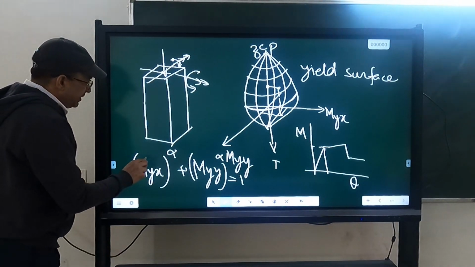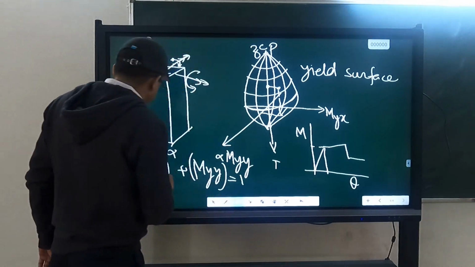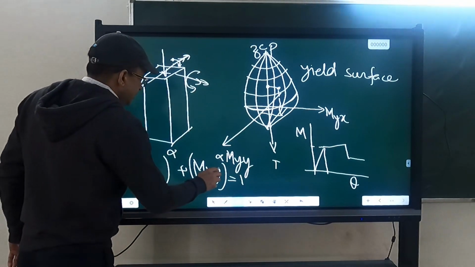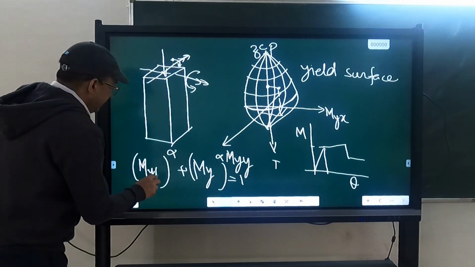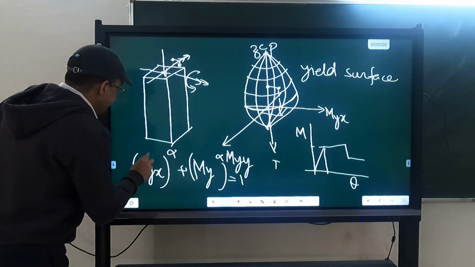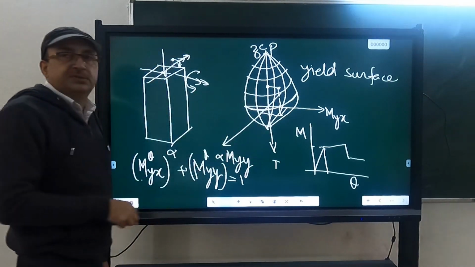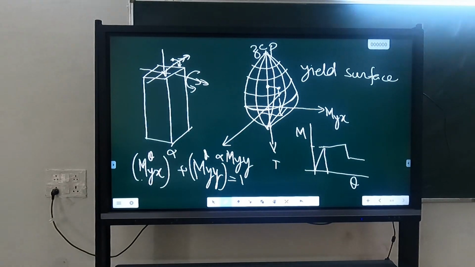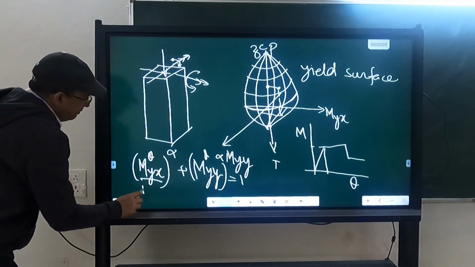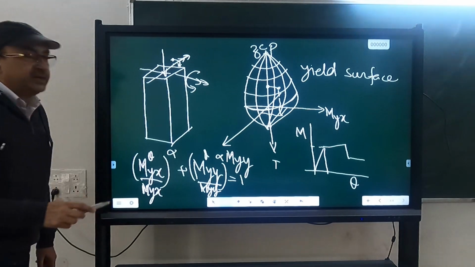Just a minute. If I am calculating, let us say, at an angle theta, this equation will not be 1. So at any angle theta, I can calculate M by the two components, M by x at theta and M by y at theta, because if I am applying a moment at an angle, there will be two components in x and y. So these are the components in x and y divided by the corresponding capacities. What are M by x and M by y?